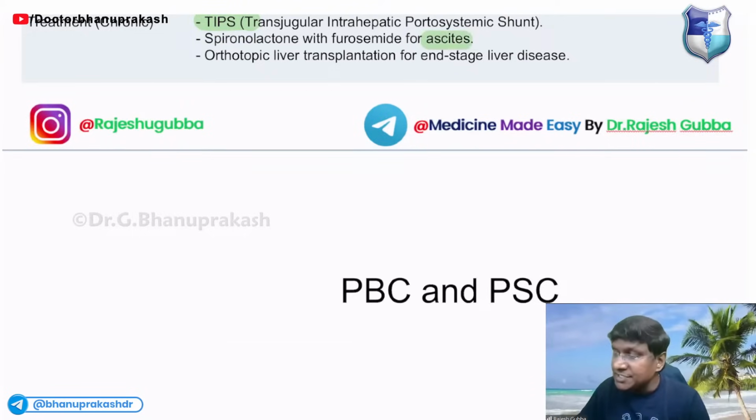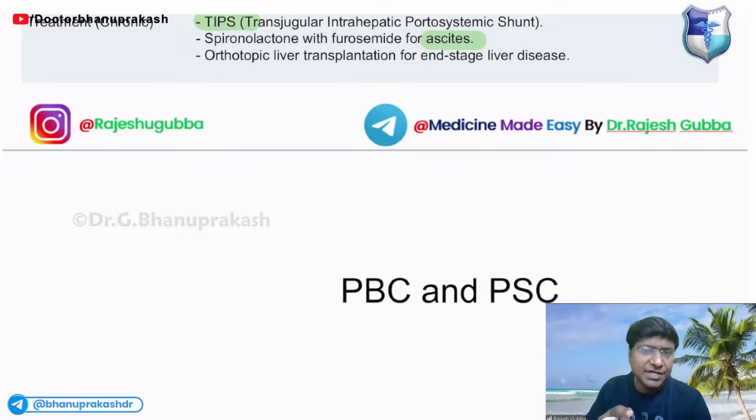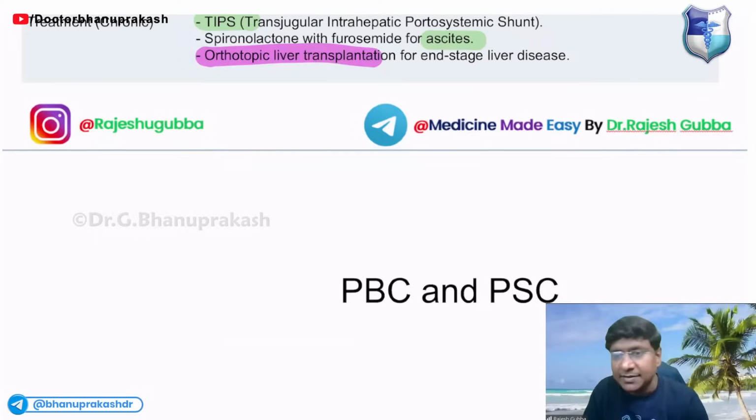But if the patient is having ascites, you need to give diuretics, that is spironolactone and so on. But because of this Budd-Chiari syndrome, if the individual has gone into end-stage liver disease, that is the point when you need to do orthotopic liver transplantation.